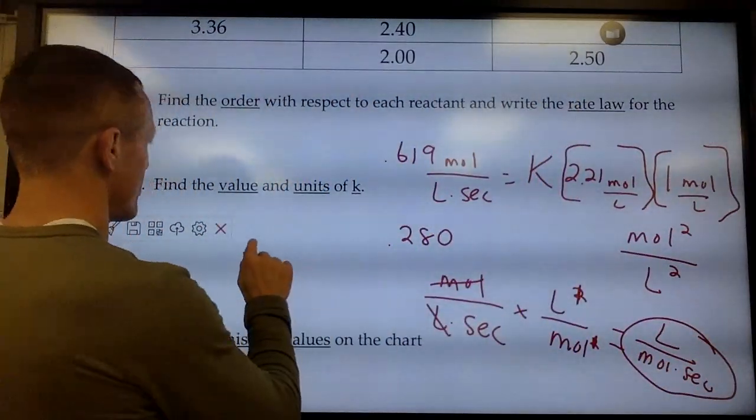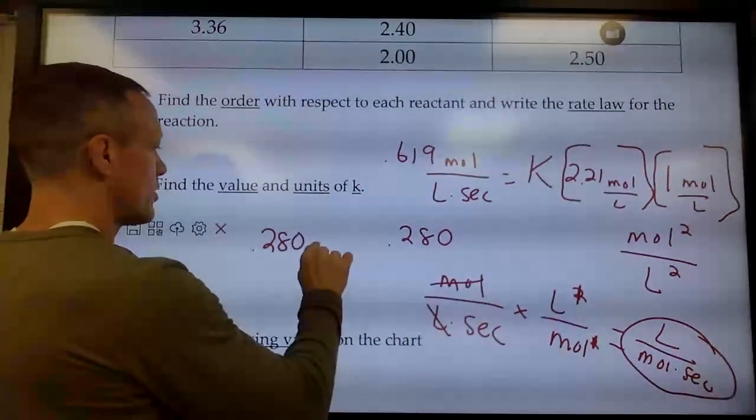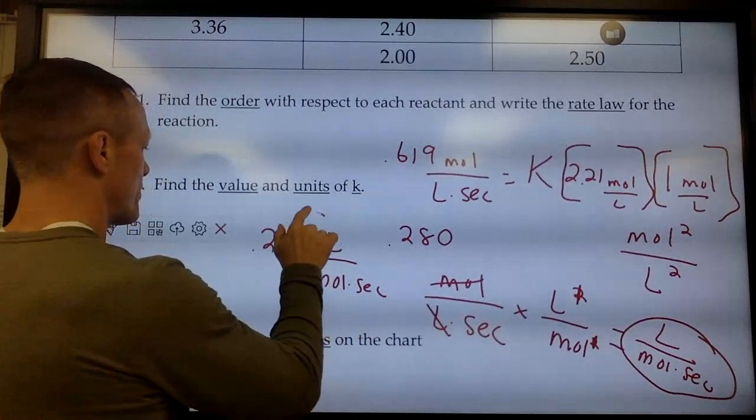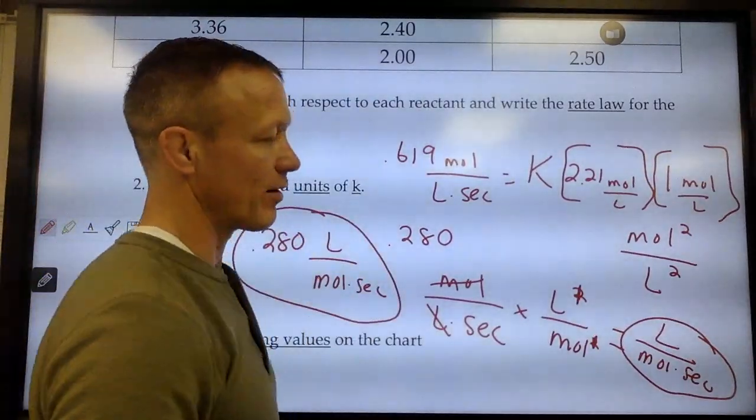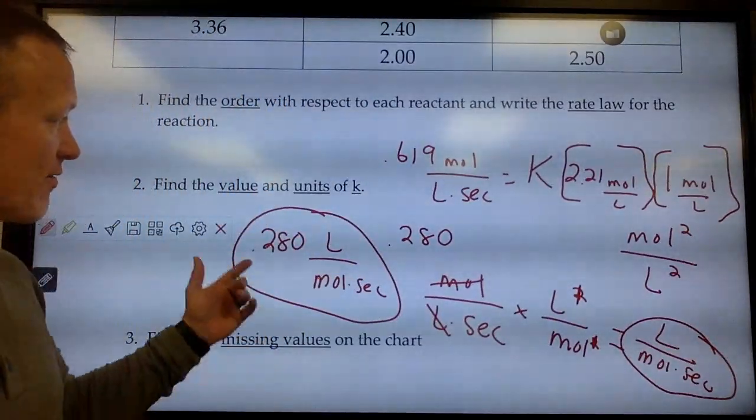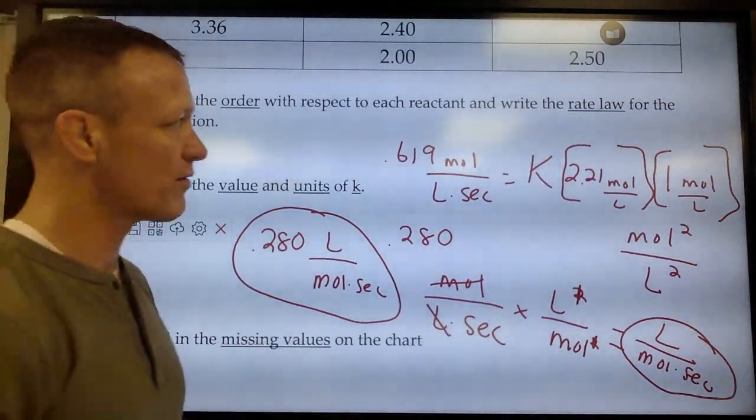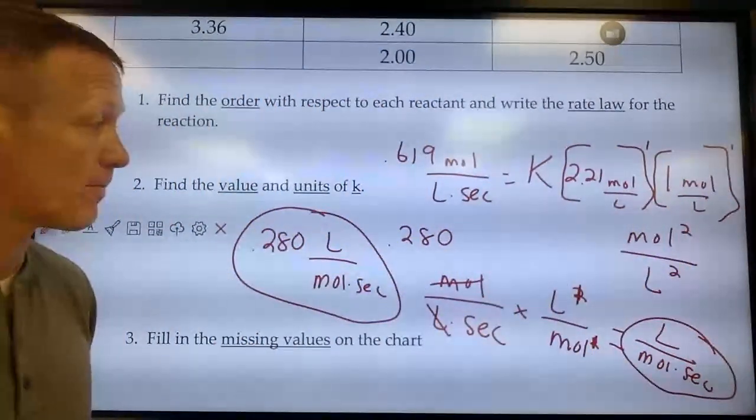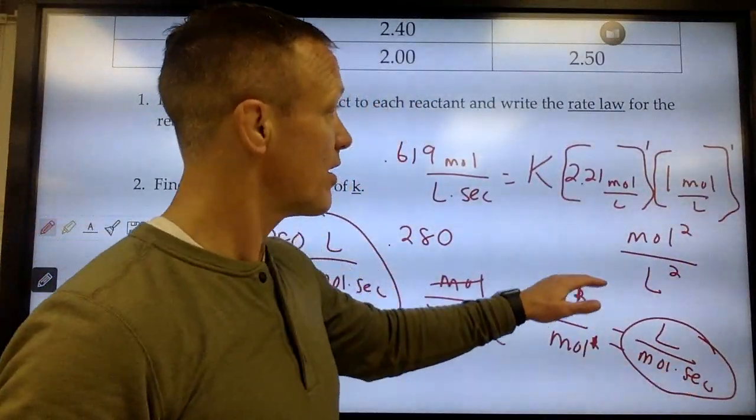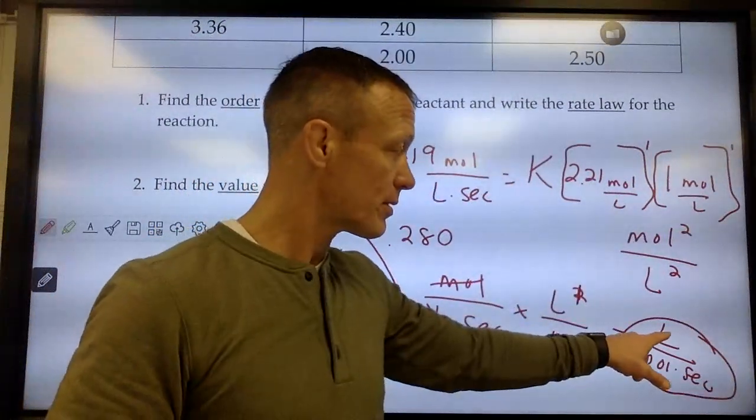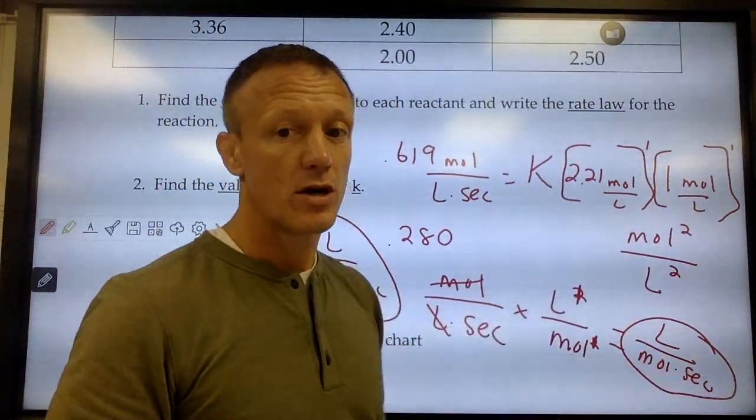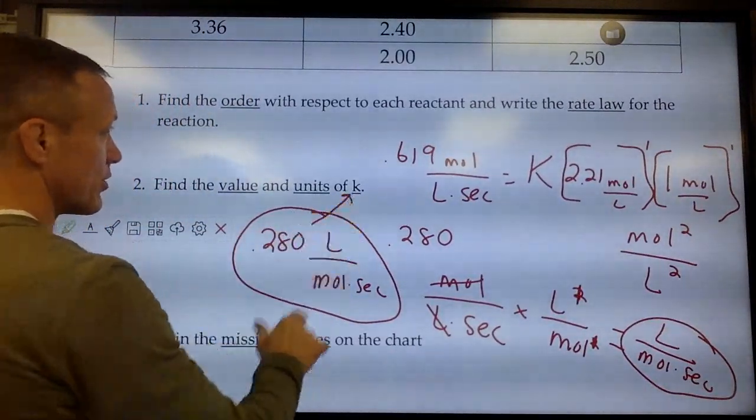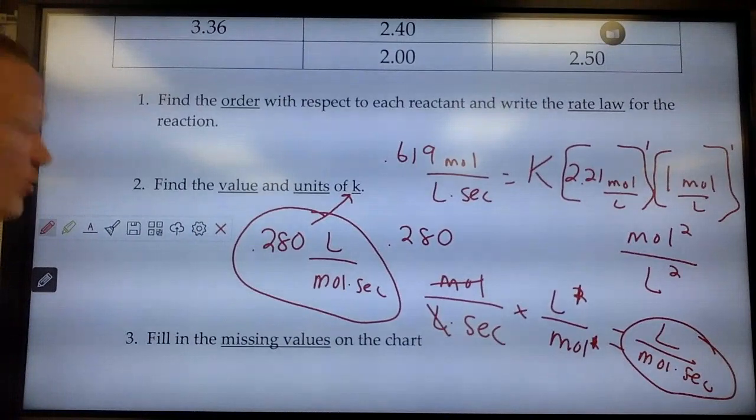So finding the units of K is always an important thing. 0.280 liters per mole per second. I will give you some ways to figure that out. I will tell you that whenever it's a second order reaction, so when I say second order, it's first order and first order, second order overall, we add those together, it'll end up being like this. If this would have been a third order reaction, these would have had some square units on them. So we'll figure those out as we go along. This is your rate constant. That is your K value. So 0.28 liters per mole per second.